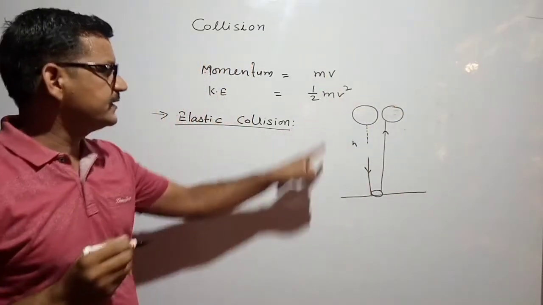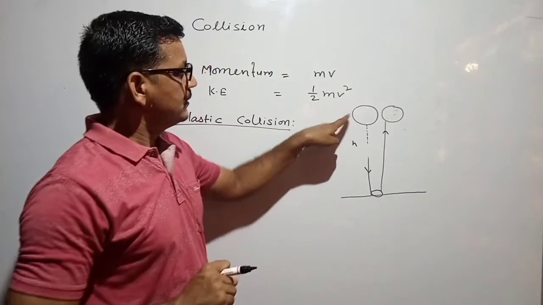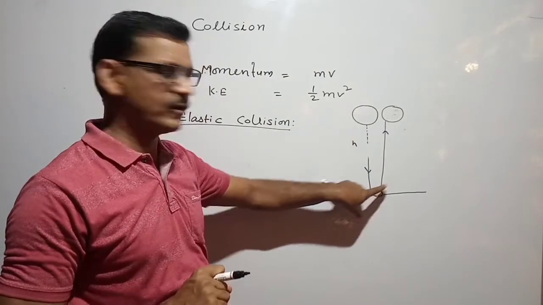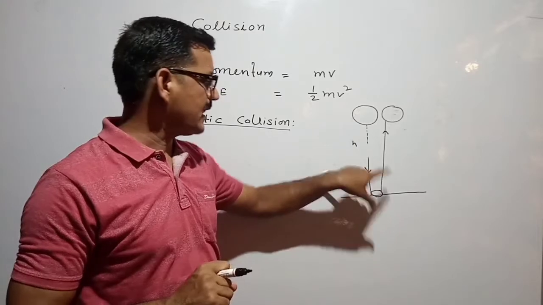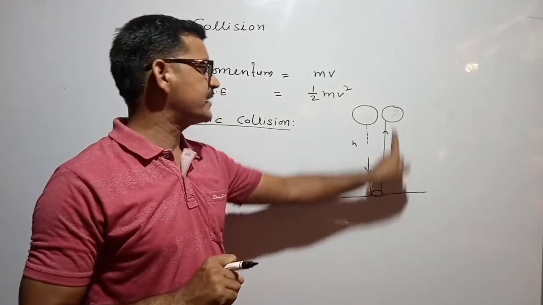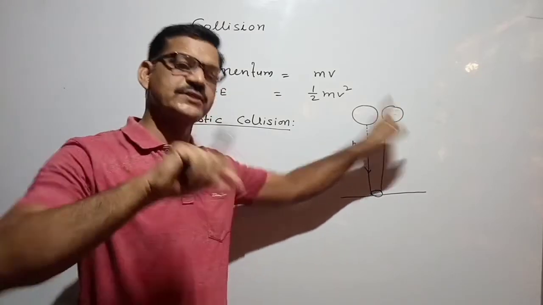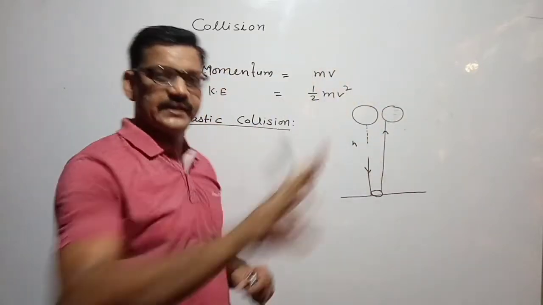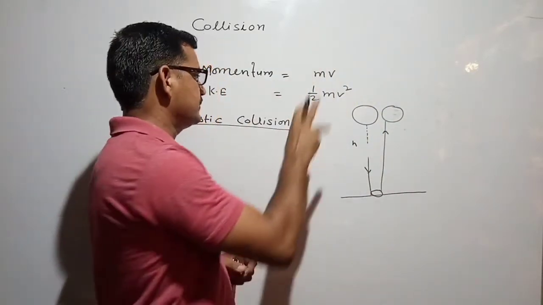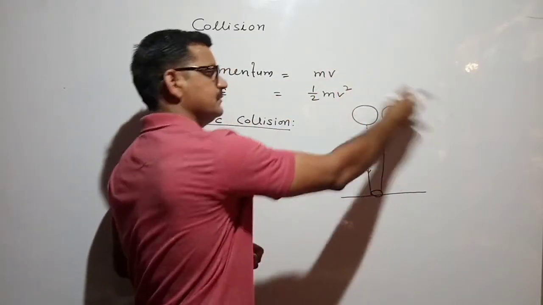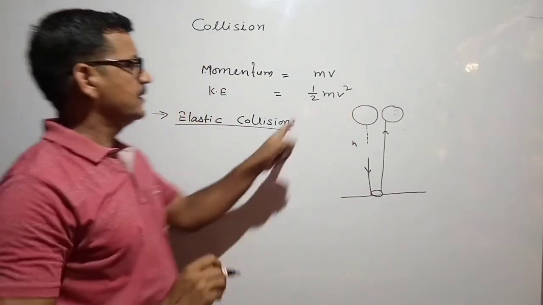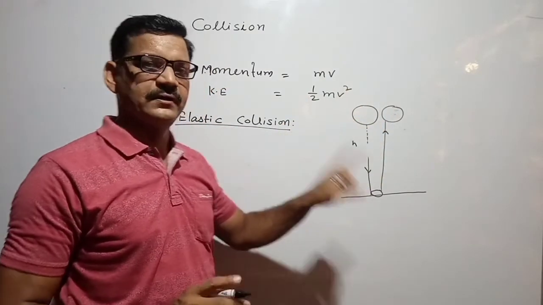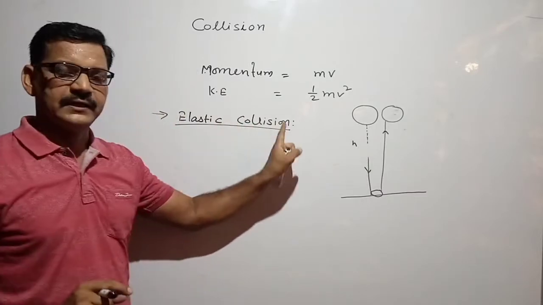So what we are saying here, the ball from this point hits the surface, or you can say collides with the surface, and after colliding it bounces back to the same height. Bouncing back to the same height means there is no loss of kinetic energy. So the collision in which momentum and kinetic energy are conserved is called the elastic collision.